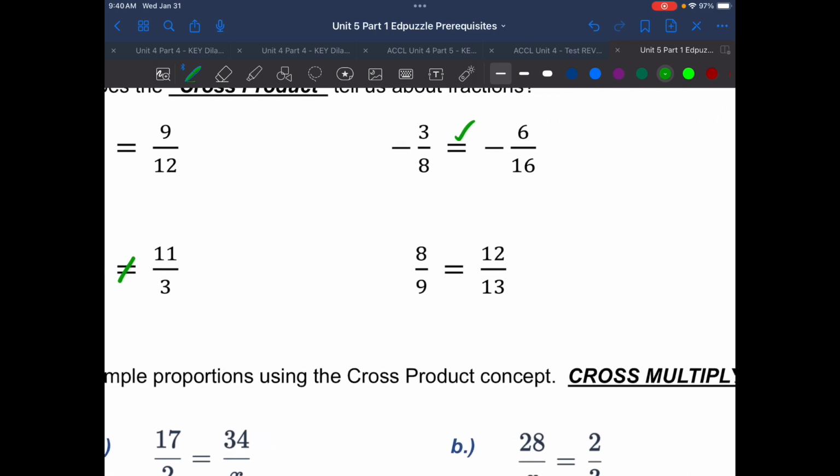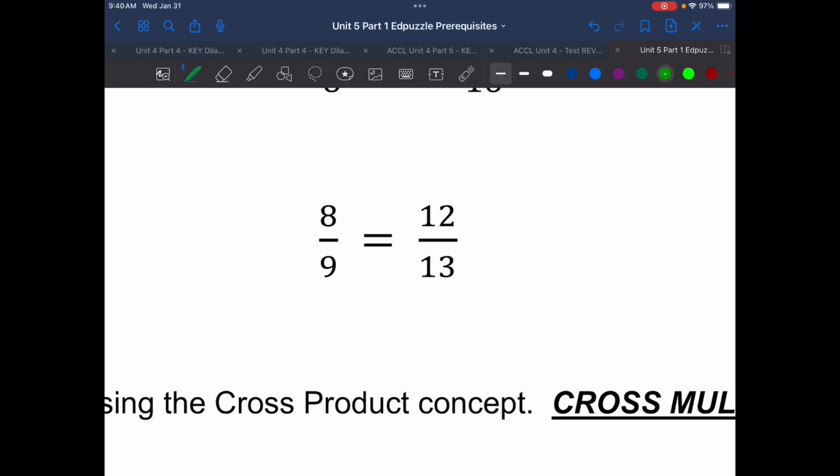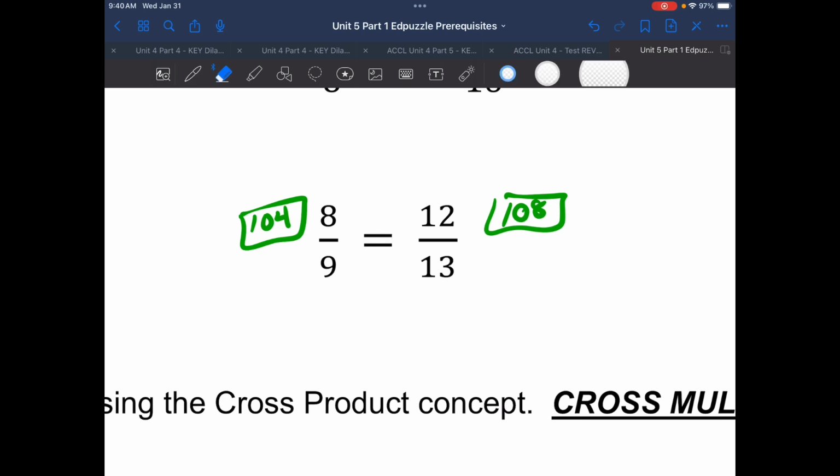Okay? All right. And similarly over here, are these two fractions equivalent? Well, let's see. 9 times 12. Let's see. That's going to be 9 times 10 is 90. 9 times 2 is 18. So that's going to give me 108. Okay. Let's see. 8 times 13. What's that? 8 times 10 is 80. 8 times 3 is 24. That's going to give me 104. Therefore, these two fractions are not equivalent.